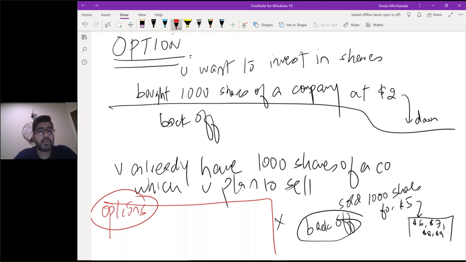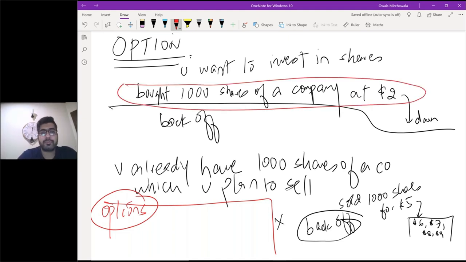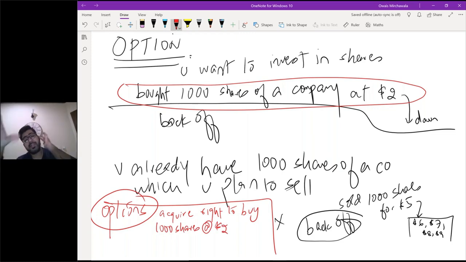In the options market, if you want to invest in shares, you don't buy 1,000 shares at $2. You only acquire a right to buy 1,000 shares at $2. You don't buy shares. You only get the right to buy 1,000 shares at $2.